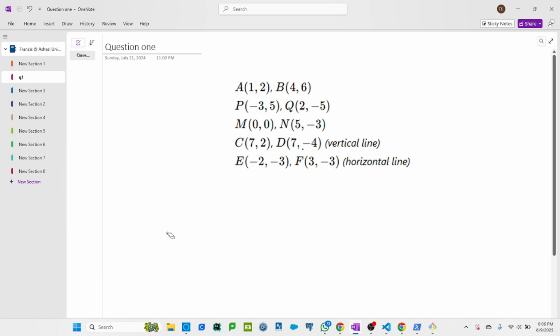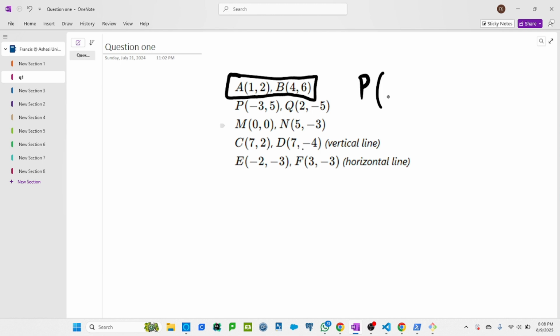From the previous session, we've done a lot of this gradient stuff. Can we find the midpoint of these 2 points? I want you to help me find the midpoint of this. All right, so we are solving, right? Find the midpoint of this A and B.